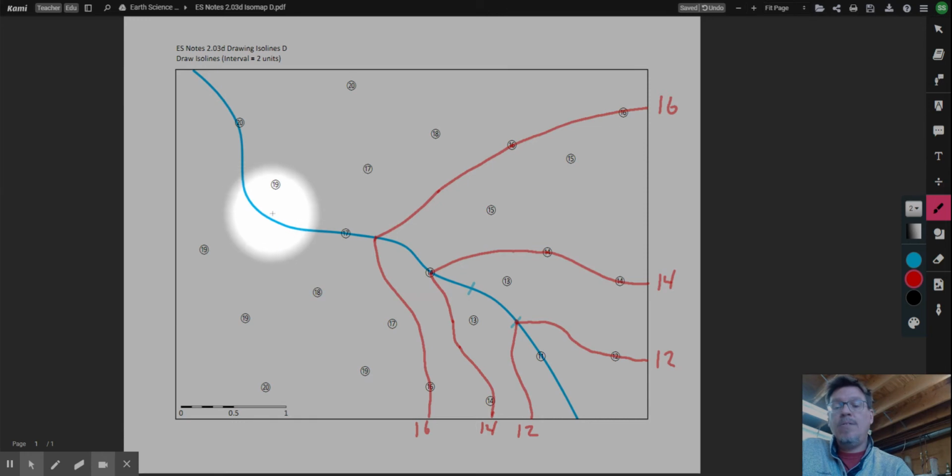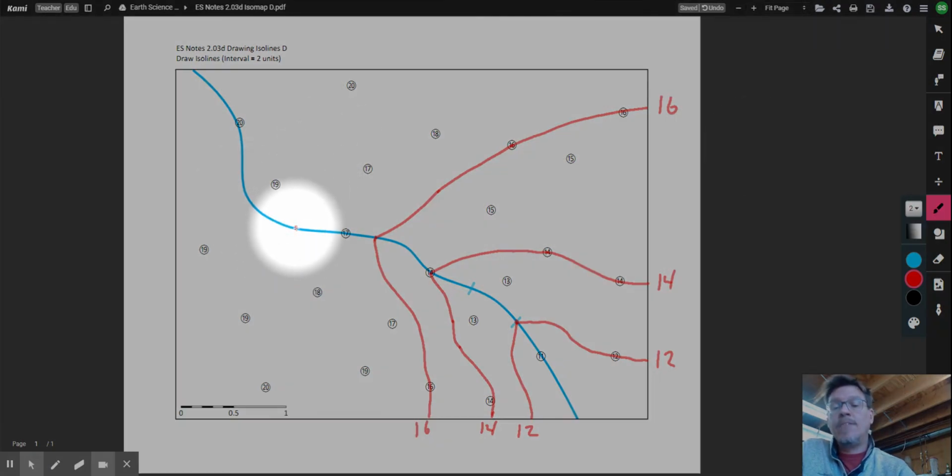Okay, so now I'm up to 18. So there's a 17, there's a 20. Going along the river, there's going to be an 18 and a 19. So try to space them out evenly. Maybe the 18's right here, and maybe the 19 is over here.